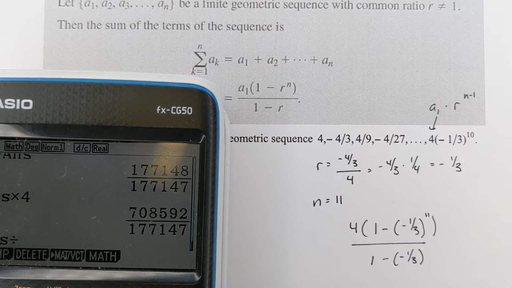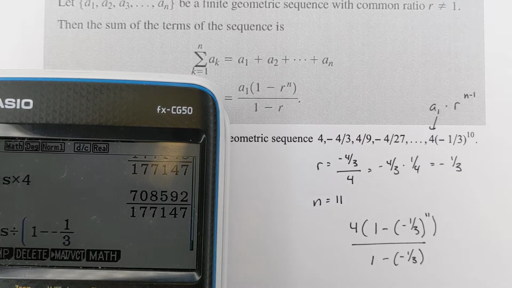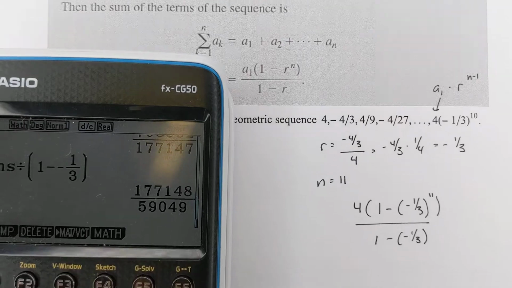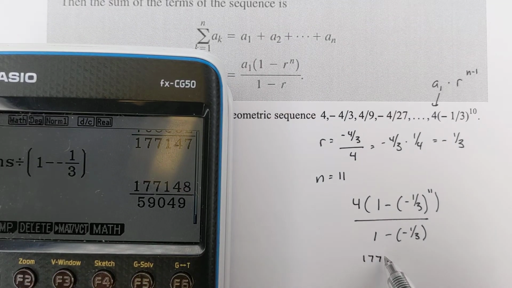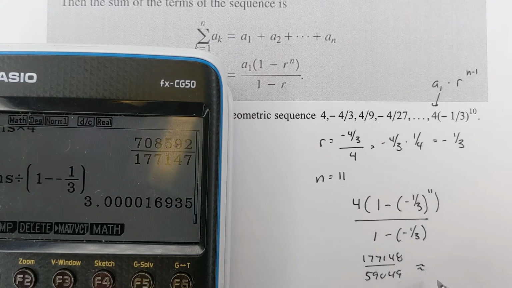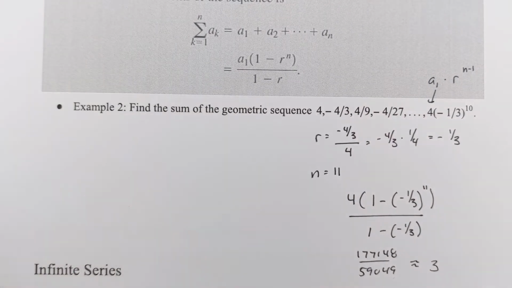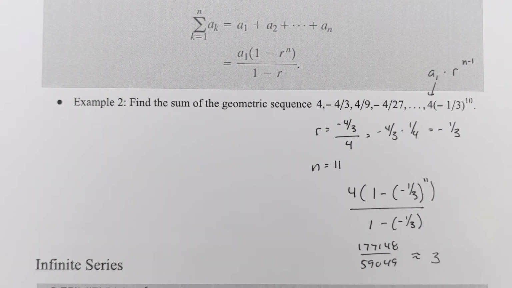Divided by 1 minus negative 1/3. So we get this really ridiculous decimal, 177,148 over 59049, which is about 3. So it's pretty close to 3.